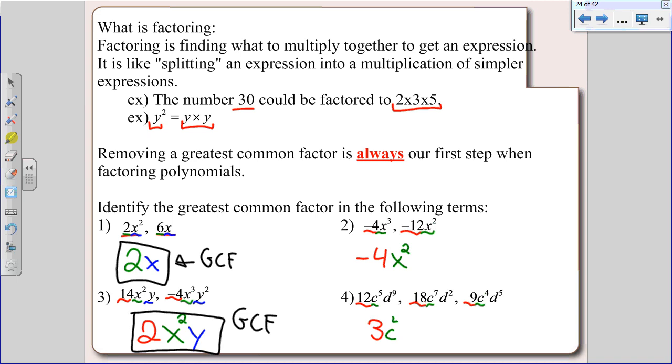Then you move on to the D's. You have D to the power of 9, D squared, D to the power of 5. What's the most number of D's that could go into any of those? 2. So D squared. That right there is my GCF. I haven't done anything with the GCF. I've just been identifying them.